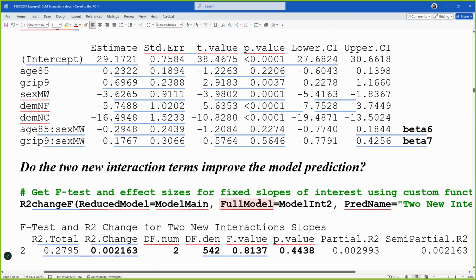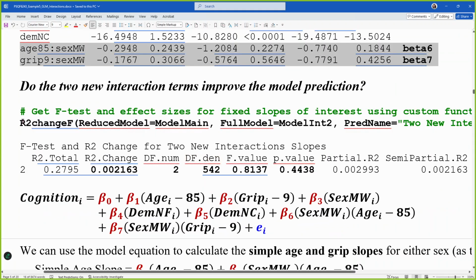In R, in order to test whether the two new interaction terms improve the model prediction, the analog to NestReg or test is a function that I wrote that hacks a couple other functions and prints the output a little more nicely. It wants to know what your base model is and what the augmented or fuller model is. So I'm feeding in the summaries that I've saved of these two things. And it is then saying, for adding those two slopes, here's your F-test of their contribution.